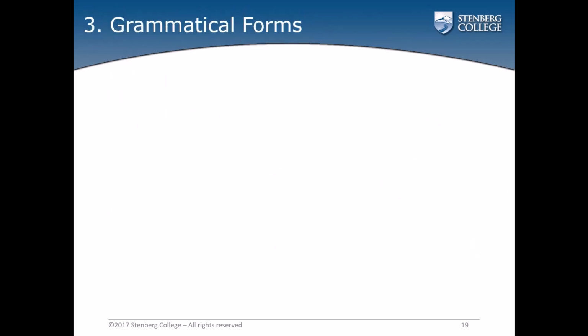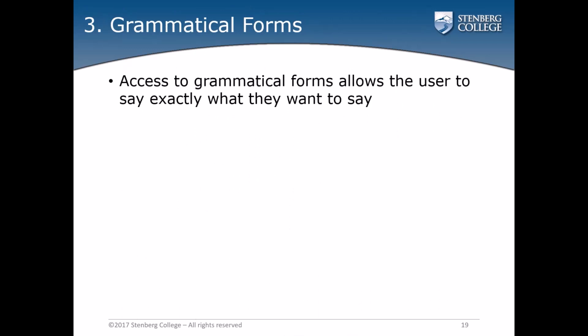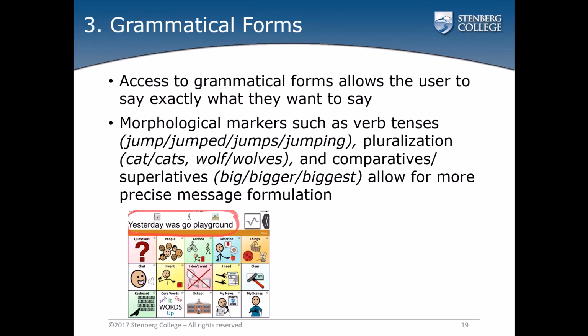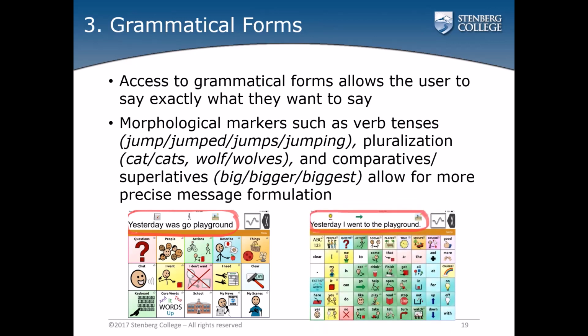A linguistically robust vocabulary also has grammatical forms. Access to grammatical forms allows the user to say exactly what they want to say. Morphological markers, such as verb tenses, pluralization, and comparatives and superlatives allow for more precise message formulation. With a simplistic vocabulary, your language will sound like a caveman. "Yesterday was go playground." With grammatical markers, you can now say exactly what you're intending. "Yesterday, I went to the playground."